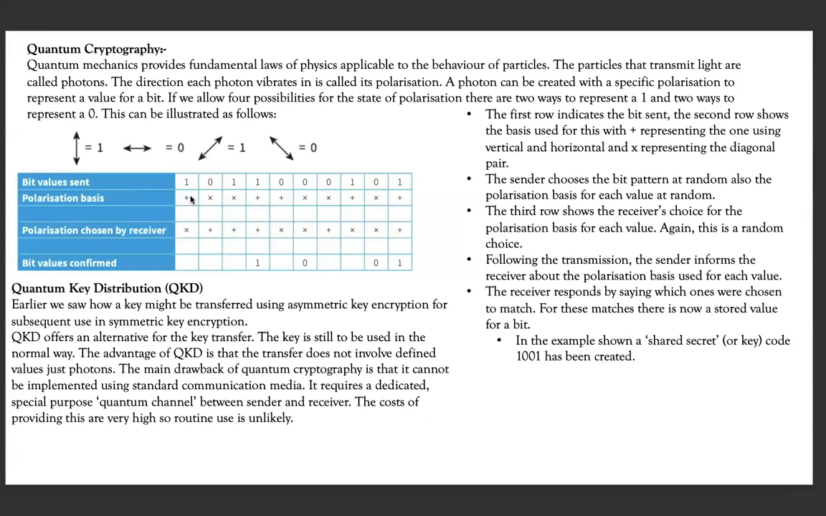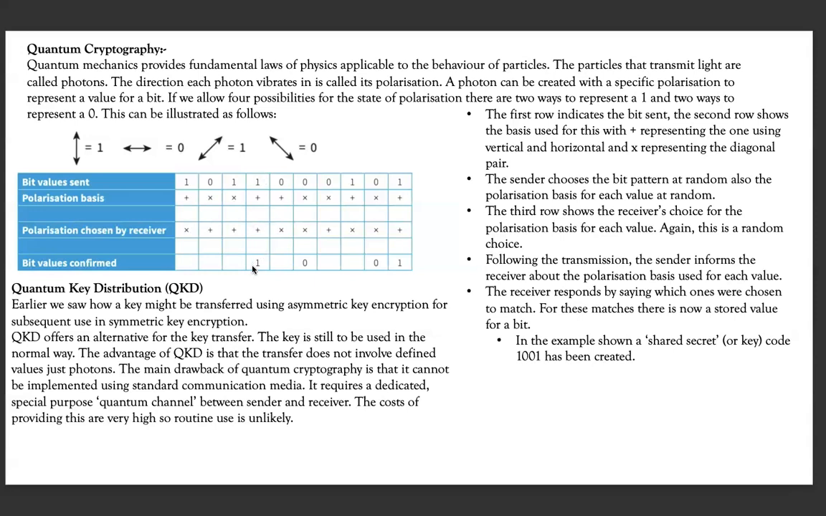So for example, after the data is sent and received, they have a separate communication. The sender says, okay, for the first bit, I used the rectilinear filter. The receiver says, no, I used diagonal. So this is not the same. The same goes with the next bit. Both are not the same, so it is also ignored. Now when we reach this bit over here, the sender says I used the rectilinear filter here, and the receiver says, yes, I also used the rectilinear filter. So this value is confirmed. This is a proper data transmission.